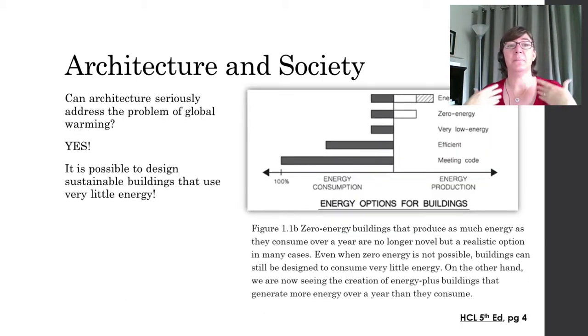So the question then becomes, can we actually address the problem of global warming and sustainability through architecture? The answer is overwhelmingly yes. All right, because that use of energy within buildings is so large, we can actually use architecture to address these problems because it is indeed possible to design sustainable buildings that use very little energy. And here's a couple of examples right here from your textbook.